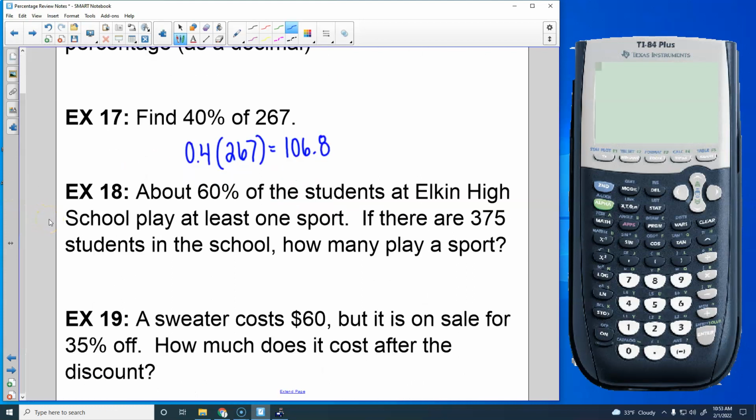All right, so 60% of students at Elkin High School play at least one sport. If there are 375 students in the school, how many play a sport? Okay, what would we do, Julian? So you would make the 60% decimal. Very good. What's that going to be? 0.6. Good. And then you would multiply it to 375. Very good. Because we're finding 60% of 375. You'd get 225 students. And always ask yourself, does that make sense? That's a little more than half, so that seems about right. 60% would be a little more than half.